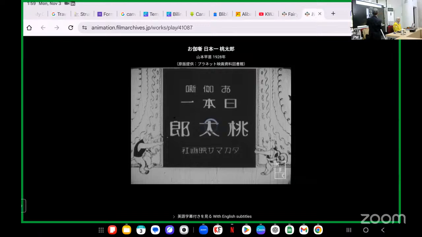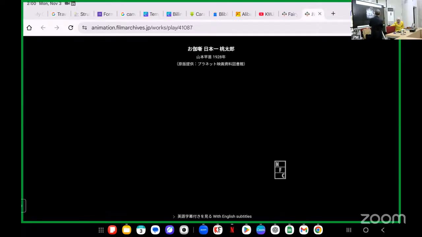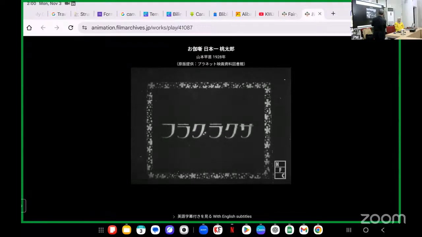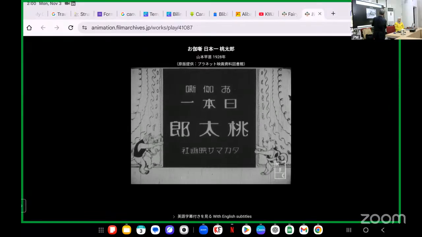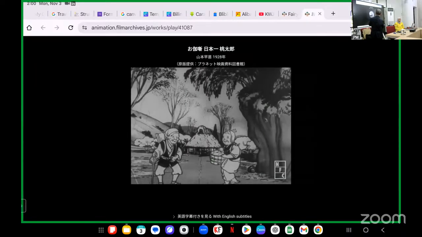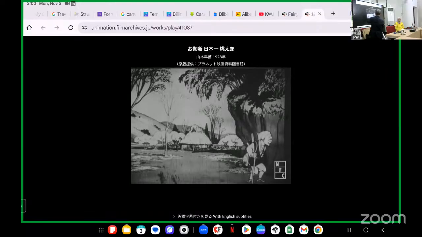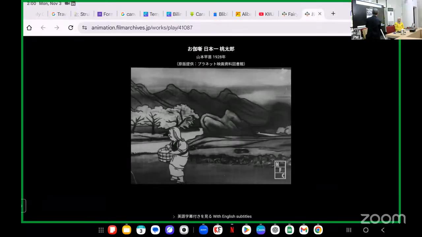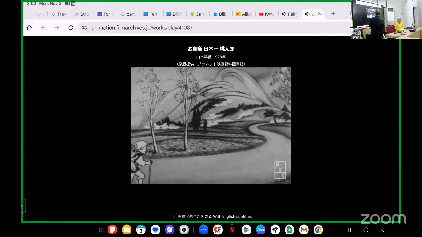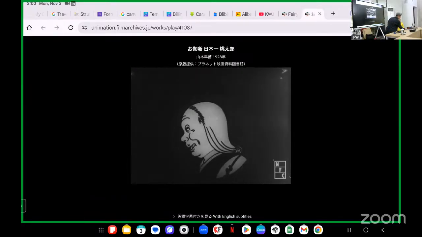And this is, you see, in the 1920s to 30s, there's no sound recording. It's just the beginning of animation and film. If we trace back the history of film, it's just the beginning, no sound recording. And this animation also has no sound record. And this is the original story of Momotaro.